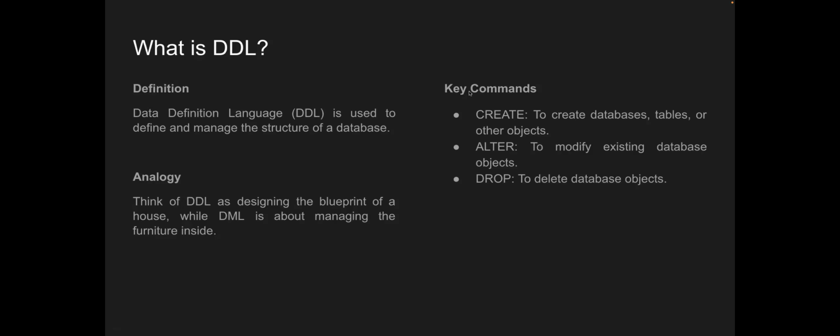Now, the three commands that we are going to learn here are create, alter, and drop, right? I told you that create is used if you want to create tables, databases, and other objects inside of the database. The alter command is very helpful if you want to modify existing database objects. And the drop command is going to help you to delete database objects, okay? We're not going to talk about the elements inside of the tables. We are going to talk about the structures that are saving our data, okay?